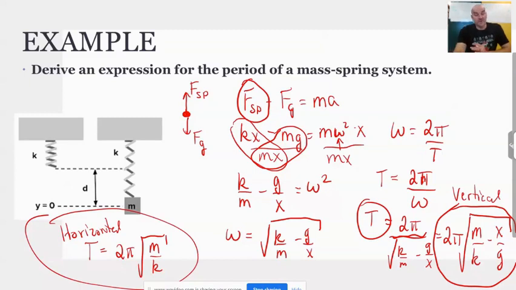In the last video, we're going to look at the pendulum and the different types of pendulums we can encounter here in this unit.